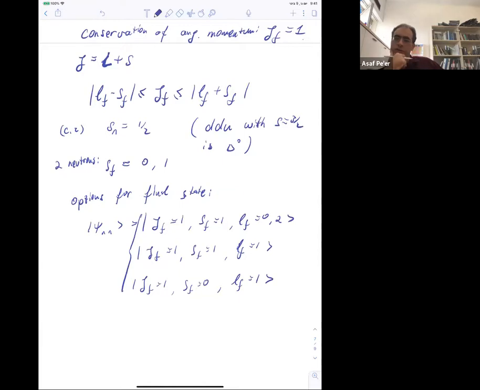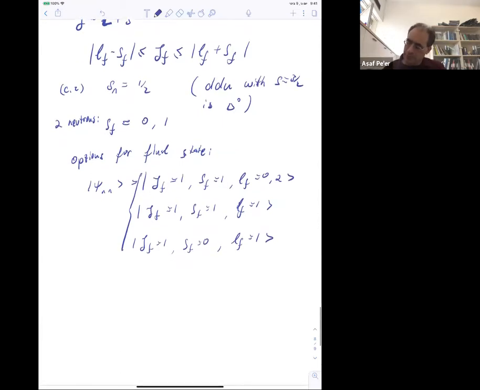So here we have to resort to the symmetry properties under exchange of particles in order to choose the correct wave function, the correct state at the end. We use symmetry properties.